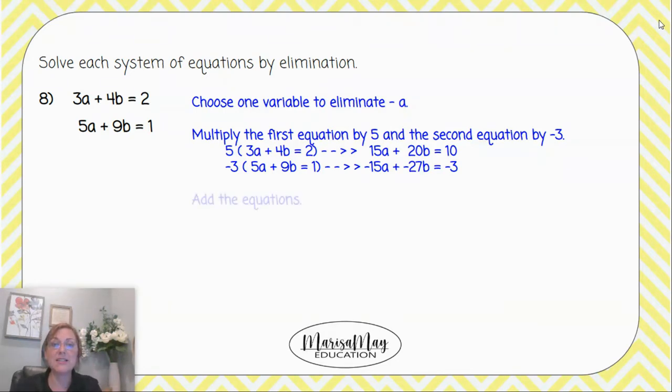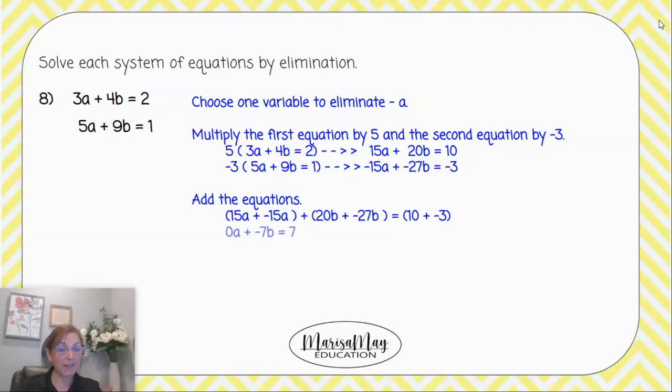So my next step then is let's go ahead and add the equations. Remember, think like terms. So you're adding the 15a plus -15a, the 20b plus the -27b, and of course, the 10 plus the -3 on the right side of the equation. That's going to give you 0a, which you don't have to write in the future, plus -7b equals 7. And we can divide both sides by -7. That'll give me that b is -1. So if you don't have the opposite coefficients, you can multiply both equations by something in order to get those opposite coefficients.